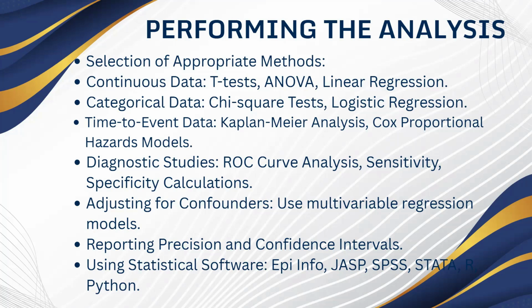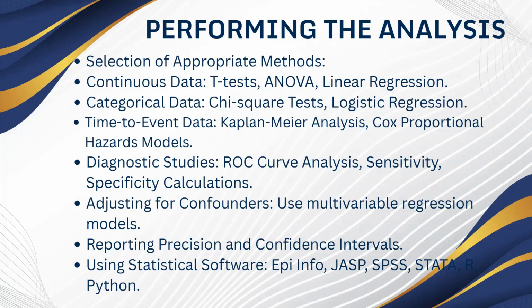If you're using categorical data, then statistical significance testing would be chi-square testing. And if you are comparing different variables and predicting certain outcomes or associations, then you would end up doing logistic regression and not linear regression.